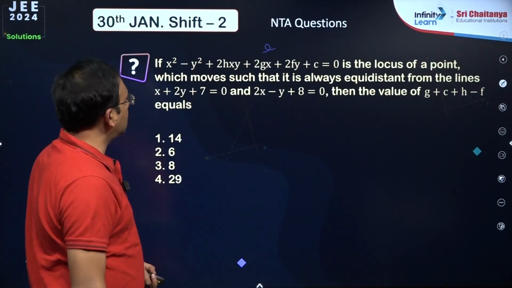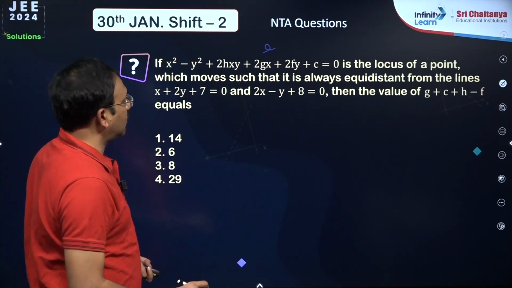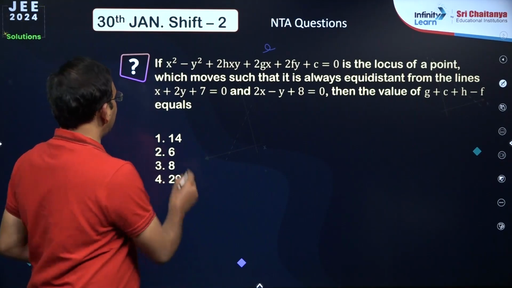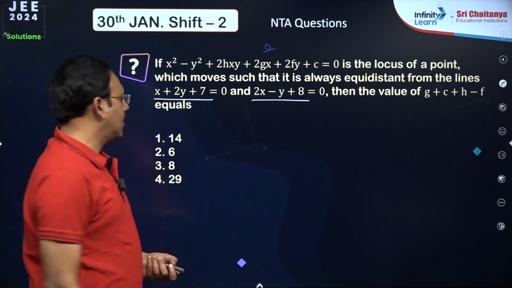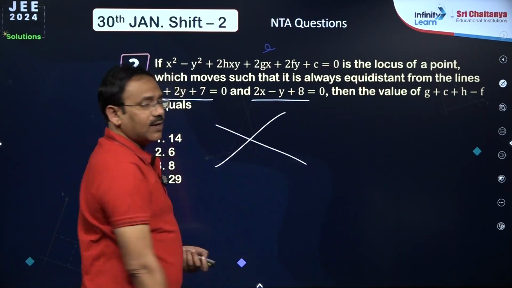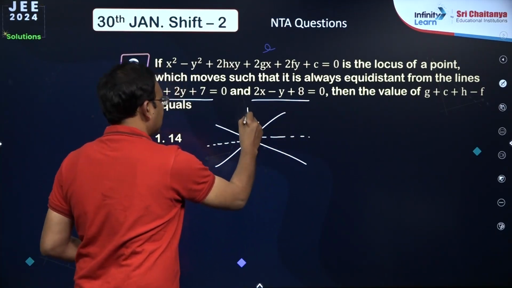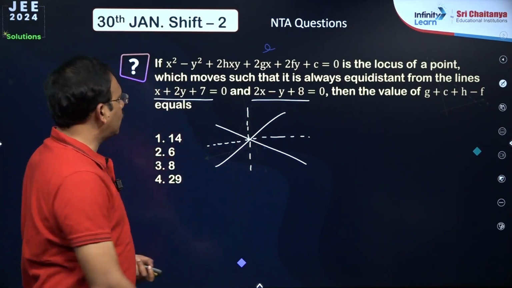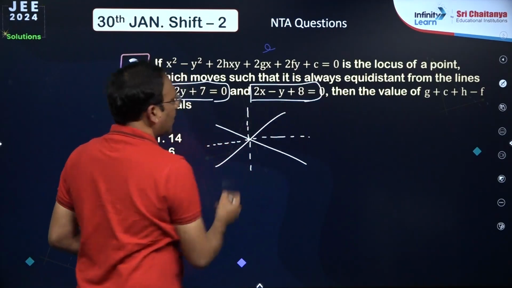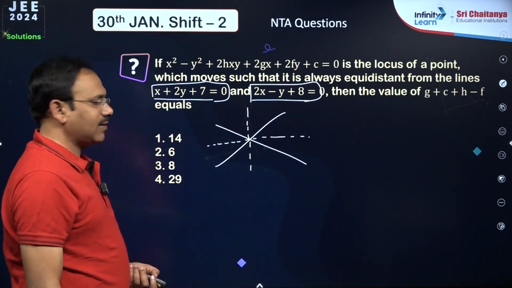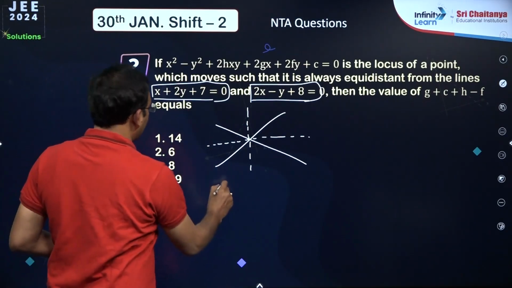Next, dear students, the same thing is written here. This is a second degree non-homogeneous equation, the locus of the point which moves such that it is always equidistant from the first line and the second line. Interestingly, these two are perpendicular lines. Of course, for any two given lines, the points that move equidistant are nothing but the angular bisectors, my dear friends. You try to find the two angular bisectors of these two lines. Definitely you are going to get the angular bisectors.